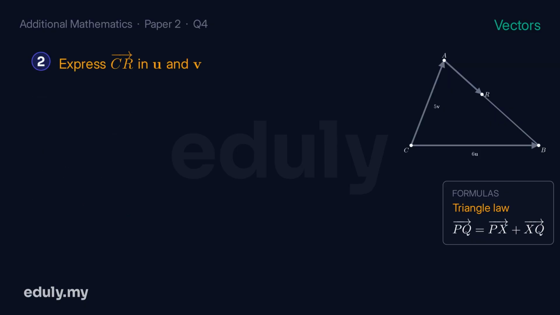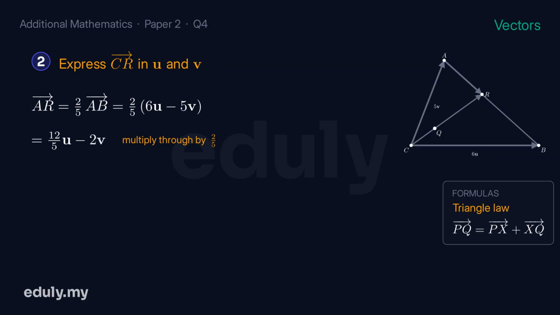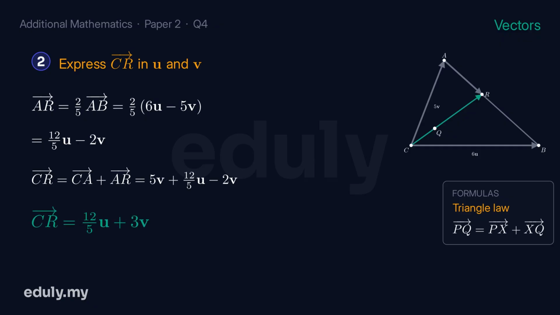Part A2, now we want CR. CR runs from C up to R. To get there, go C to A, then A to R, tail to head. AR is 2/5 of AB, and we just found AB, so put that in. Multiply both terms by 2/5. Now CR is CA plus AR. CA is 5v, then add what we just got. Combine the v terms, and CR is 12/5 u plus 3v.